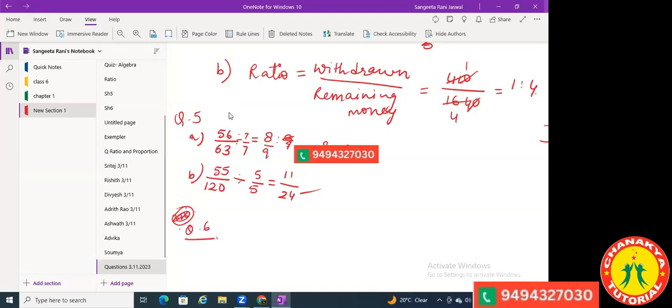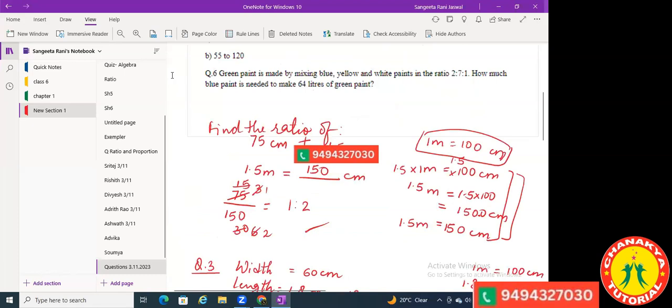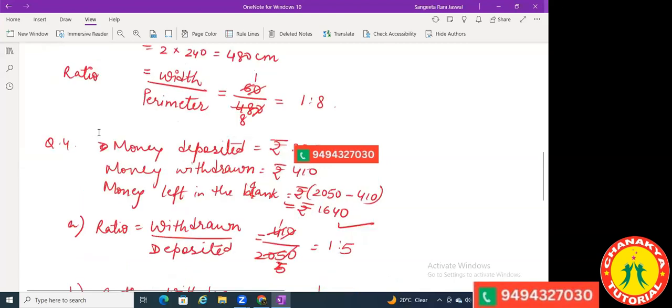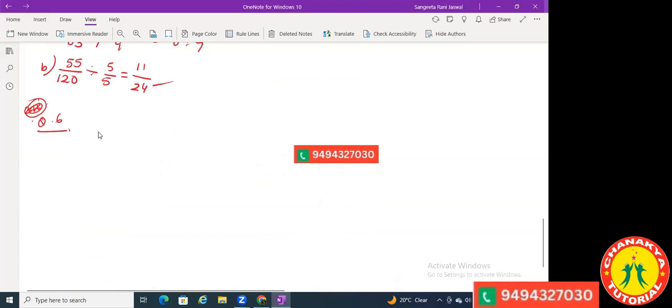The last question says, the green paint is made by mixing blue, yellow, and white paints. If I mix these three colors, I get green paint in the ratio 2:7:1. Now it's asking how much of this blue paint is required to make 64 liters of the green paint. So I just have to find the blue part.